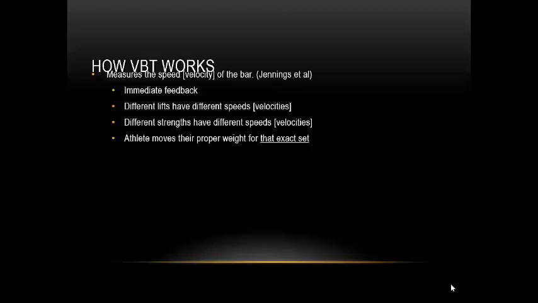Now, how does it work? Well, we have measured the speed of the bar, and Jennings et al. showed that the devices were accurate for that. It provides immediate feedback, which is key for so many aspects of motivation. The different lifts have different speeds, as we've already talked about. Well, actually, we haven't talked about that, but we have talked about the different strengths having different speeds. And the athlete moves their proper weight for that exact set.